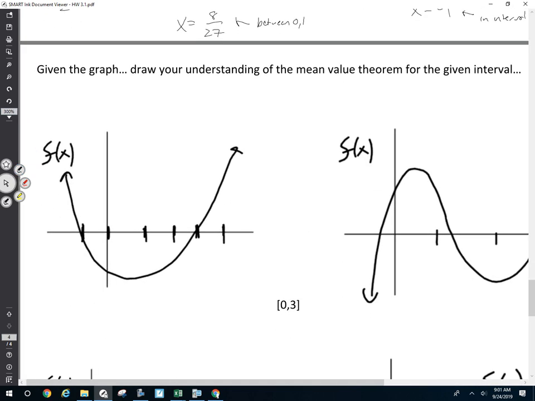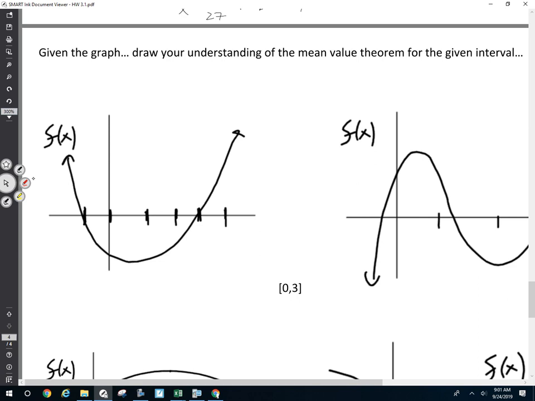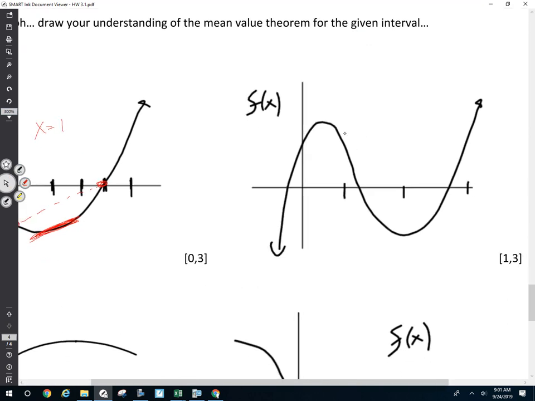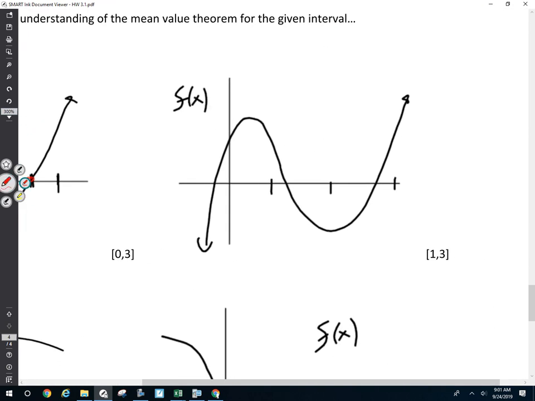Given the graph, draw your understanding of the mean value theorem for the given interval. From 0 to 3. All right, so here's a function. Here's a point at 0. Here's a point at 3. Here is my secant slope. We are going to approximate the location where my tangent slope equals that secant slope. I would say at around x equals 1. We have a tangent slope parallel to, equal to, that secant slope. We got 1.